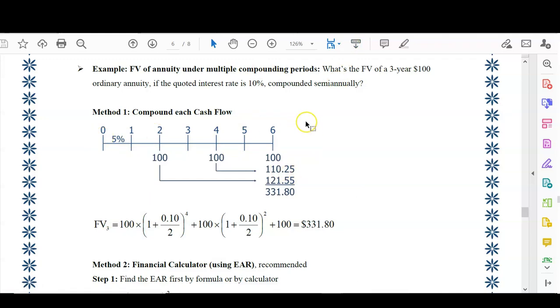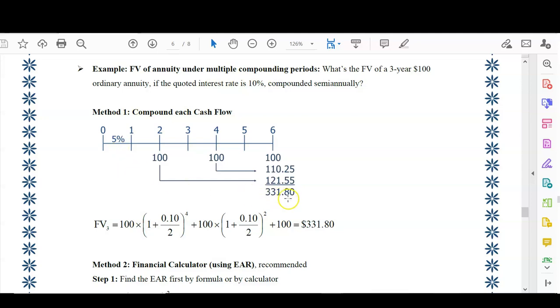All right, for this annuity, if we draw it on the timeline, we can see that we have 100s, but this time, because it's compounded semi-annually, we need to draw 6 time periods, 6 half years. And for each half year, the rate should be 10 divided by 2, 5%.